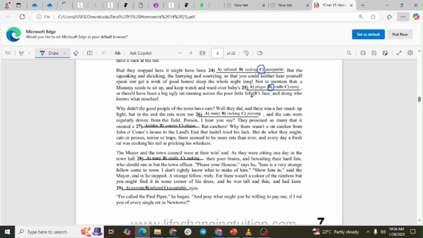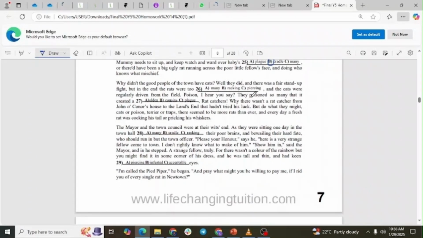Question 26. There was a fair stand-up fight, but in the end the rats were too blank. Options: A. Many, B. Racking, C. Piercing. Answer: A. Many. Explanation. Too many shows the rats vastly outnumbered their opponents. Racking, or piercing, would not describe an overwhelming number.